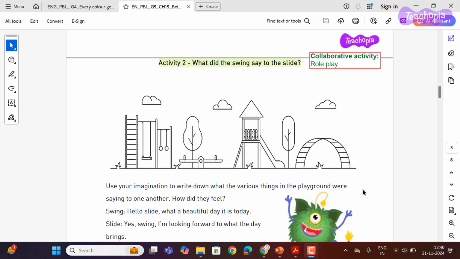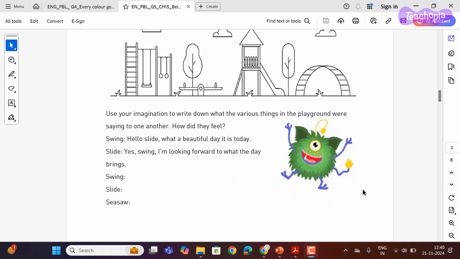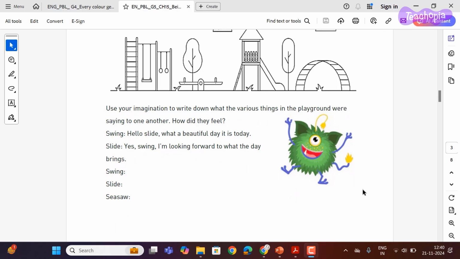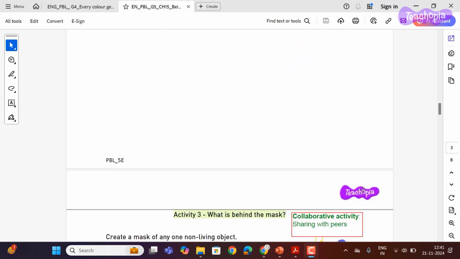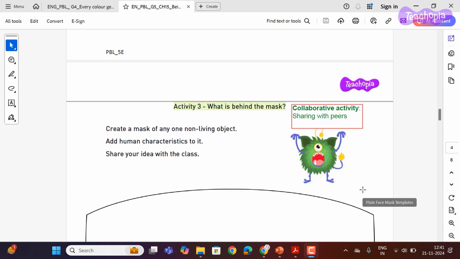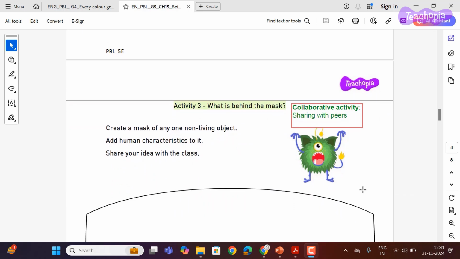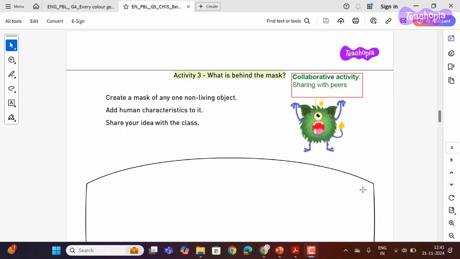Here, there's a conversation between the swing and the slide and even the seesaw, and we bring these park games to life by using personification. Another collaborative activity in this PBL is creating a mask of a non-living object and adding human characteristics to it. They can share this idea with their class.